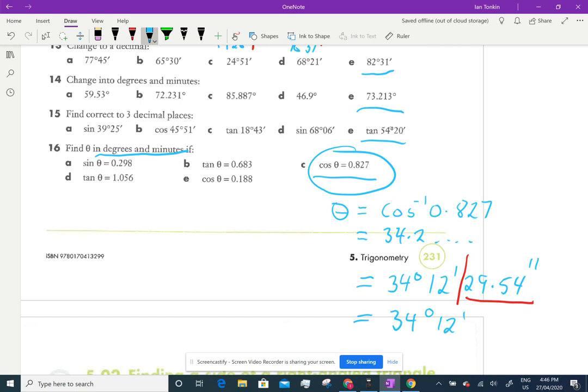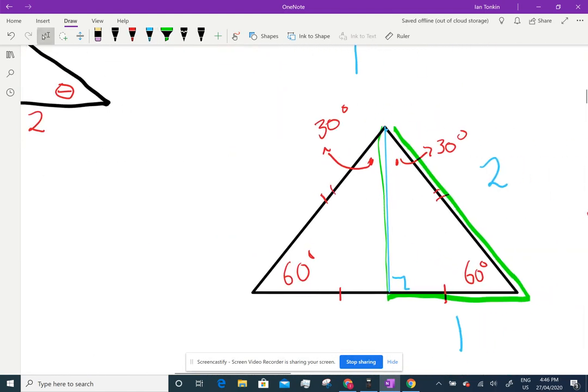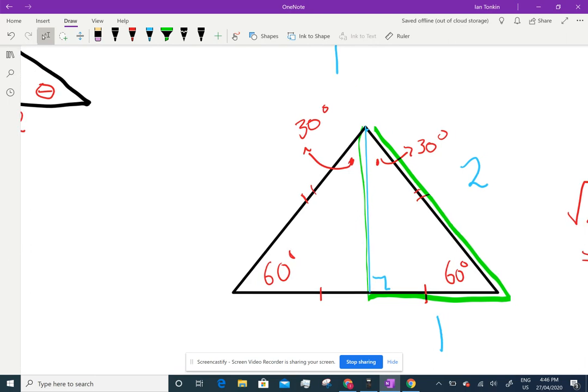All right, so you should be right with exercise 501. Please remember where that right angle triangle for 30, 60 comes from. Anyway, good luck.